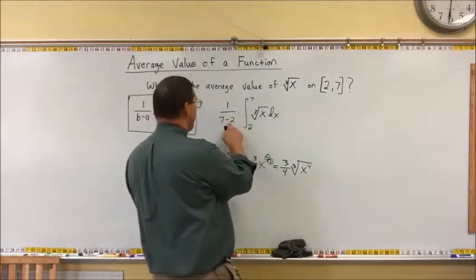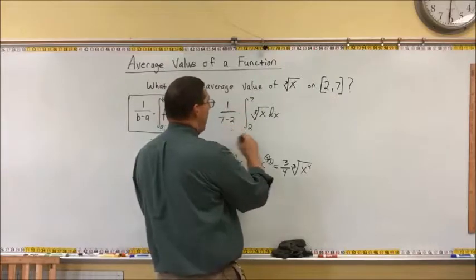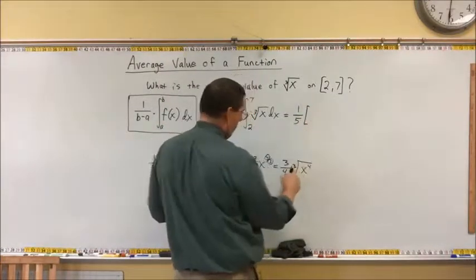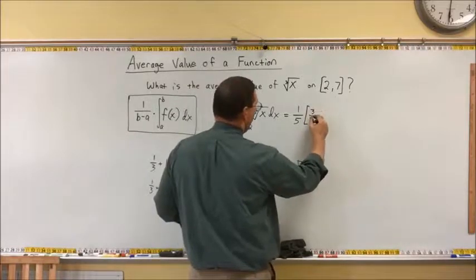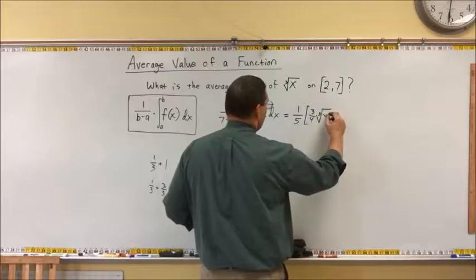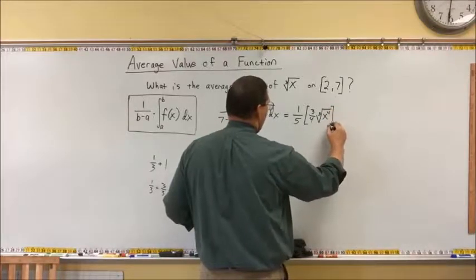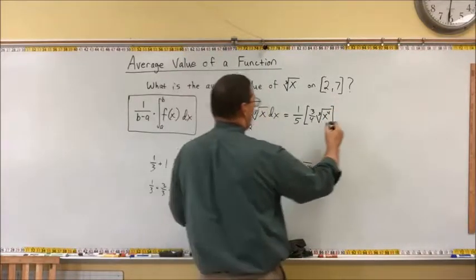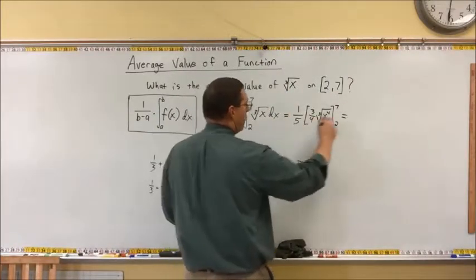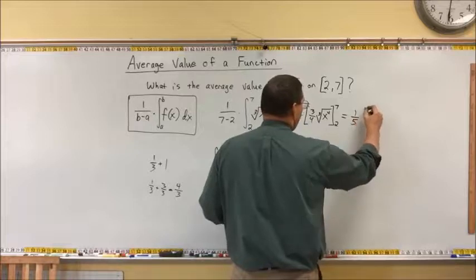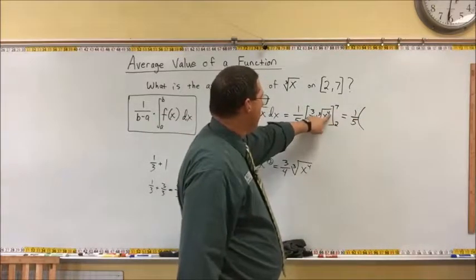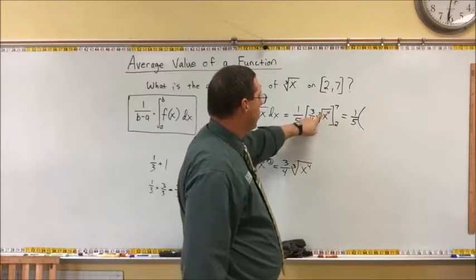So now 1 over 7 minus 2 is 1 over 5. So this is 1 over 5, bracket, 3/4 cube root of x to the 4th power, plug in from 2 up to 7. So I'm going to bring over the 1/5, parenthesis. I got to plug a 7 into this. X to the 7, or excuse me, 7 to the 4th power, cube root.